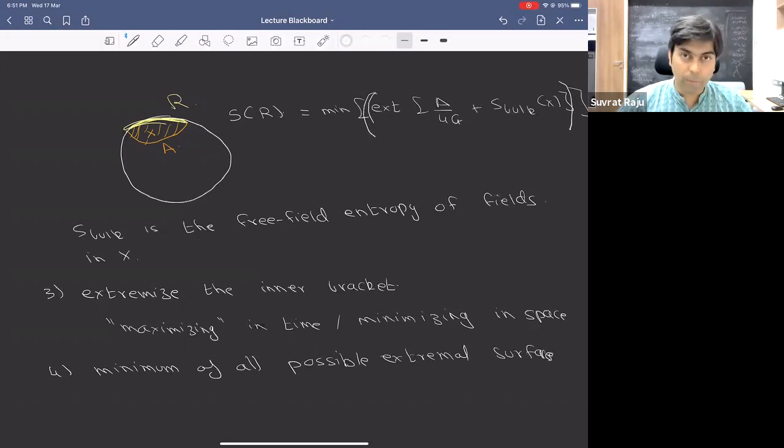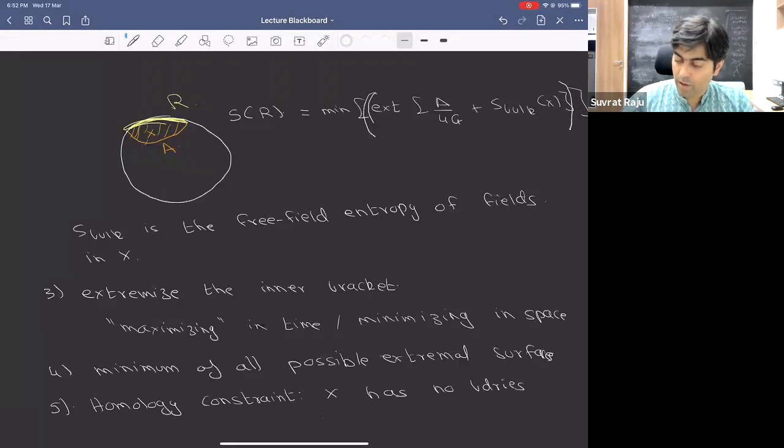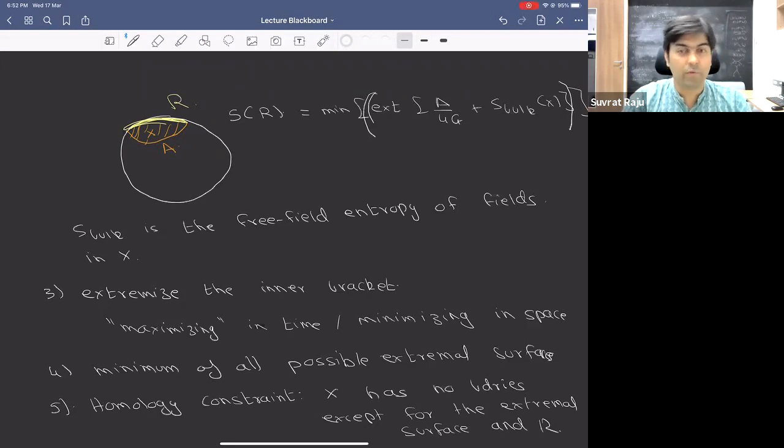Okay. So I hope the prescription for computing this is clear. We'll do an example in this lecture for how this is done. I want to make one more thing clear about this formula. Sometimes there might be some subtlety about what kind of extremal surfaces we are allowed to choose, and there's something called the homology constraint. One way to understand it is that this region X has no boundaries except for the surface and R. If there's some other boundary in the space, this region X shouldn't have some other boundaries. You're not allowed to make X go and touch some other part of the boundary and come back. That's not allowed. So X should have no boundaries except for this extremal surface and R, and that's the homology constraint.